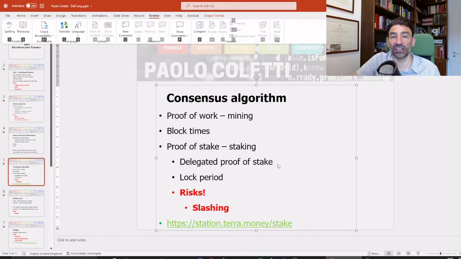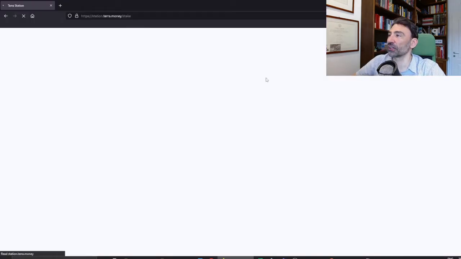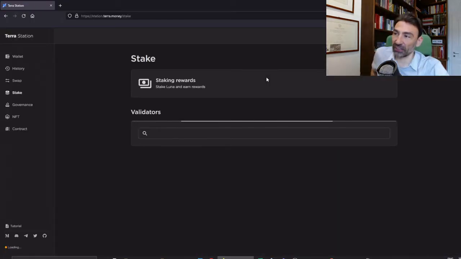And the validator can use the money to increase his amount, and so be randomly chosen more often, and will give you, as compensation, a part of the money that he gets. Usually a large part, such as 95%. Okay, so Terra Station, Terra Money Stake, is the proof of stake for the Terra blockchain.